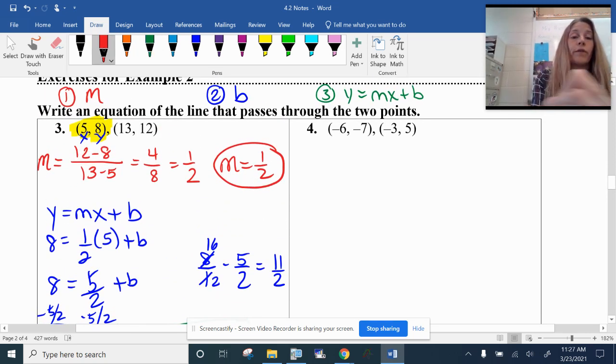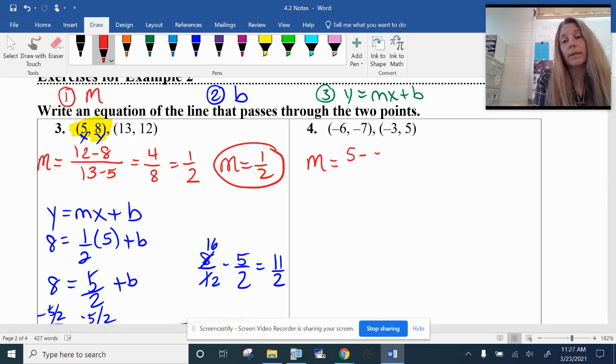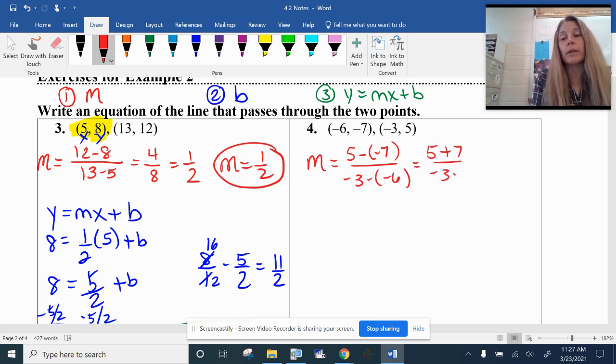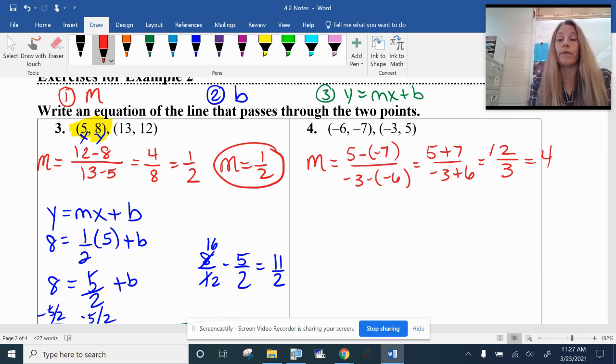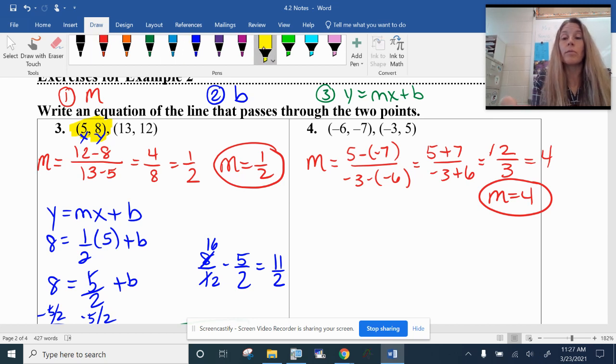Okay, so for number 4, I'm going to find my slope. I'm going to do 5 minus -7, and then -3 minus -6. Remember, whenever you're subtracting a negative, that's really addition. So this is going to be 12 over 3, which equals 4. So my slope is 4. Now for this problem, I'm going to use the point (-3, 5). The numbers are a little smaller and only one of them is negative.